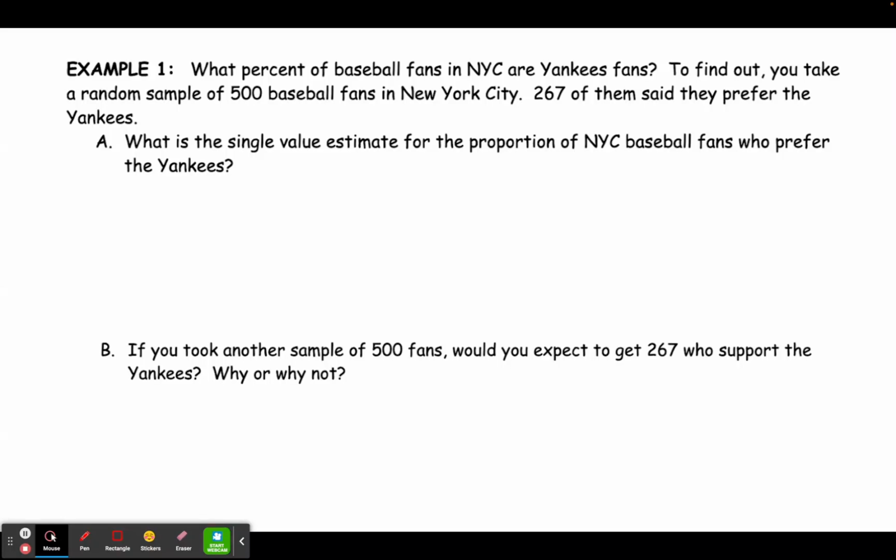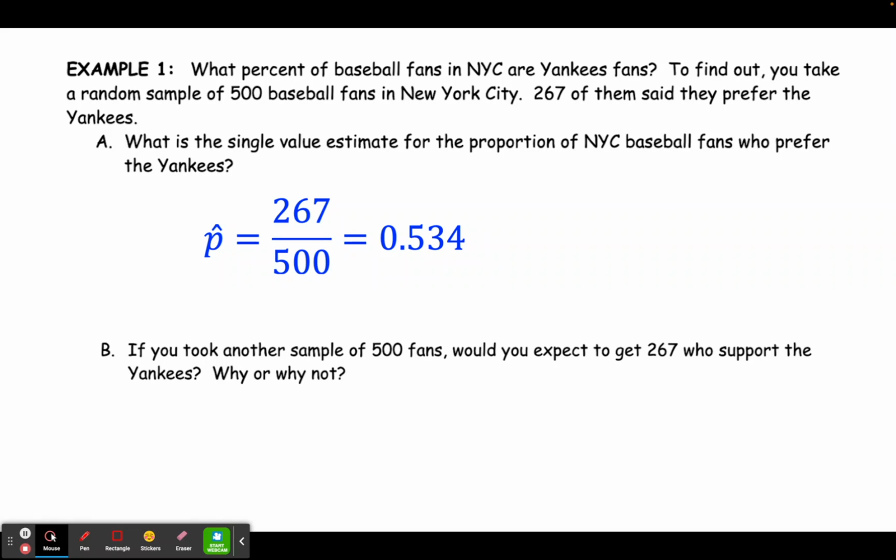Part A is asking, what is the single value estimate for the proportion of New York City baseball fans who prefer the Yankees? Here we would calculate P hat, which is the value that we get from our sample, and that would be 267 out of 500, which is 0.534. In other words, based on our sample, we're estimating that 53.4% of baseball fans in New York City prefer the Yankees.